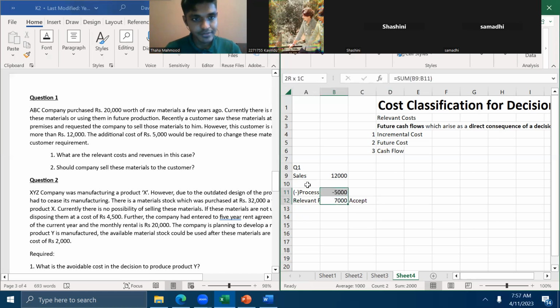So this is part 1. This is the part 2. This is the relevant revenue and this is the only relevant cost. Irrelevant cost is the raw material cost.